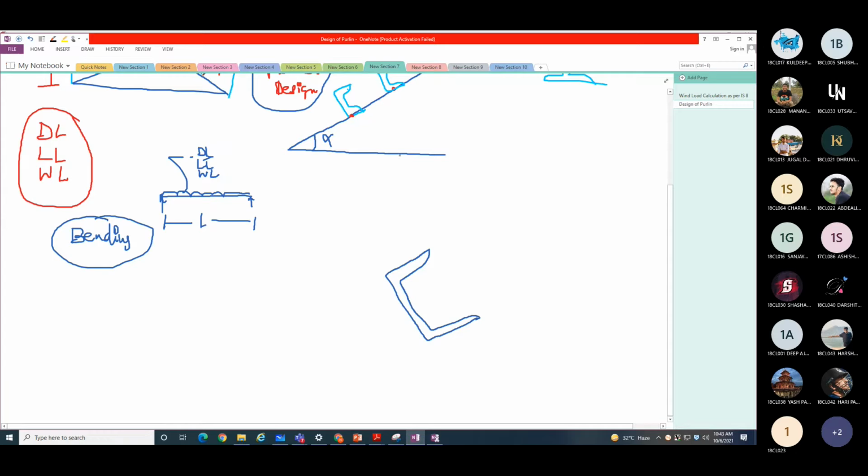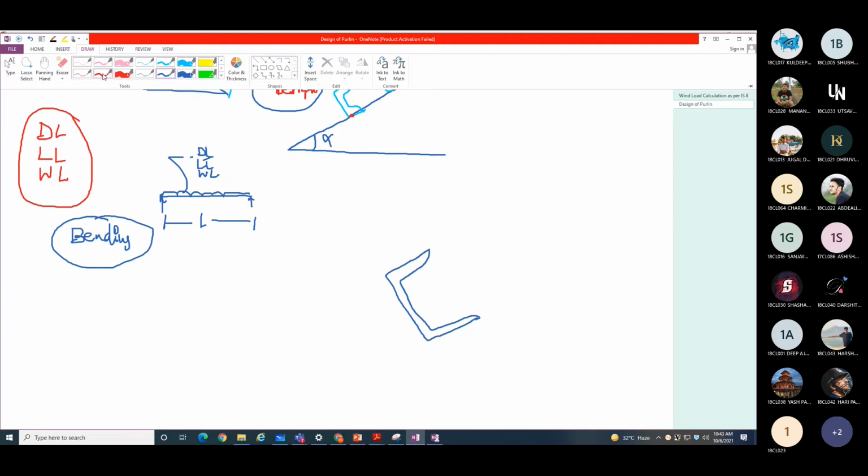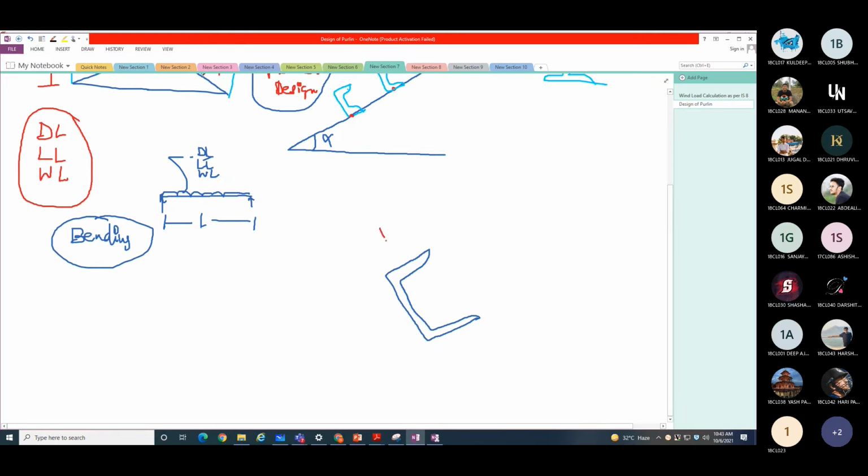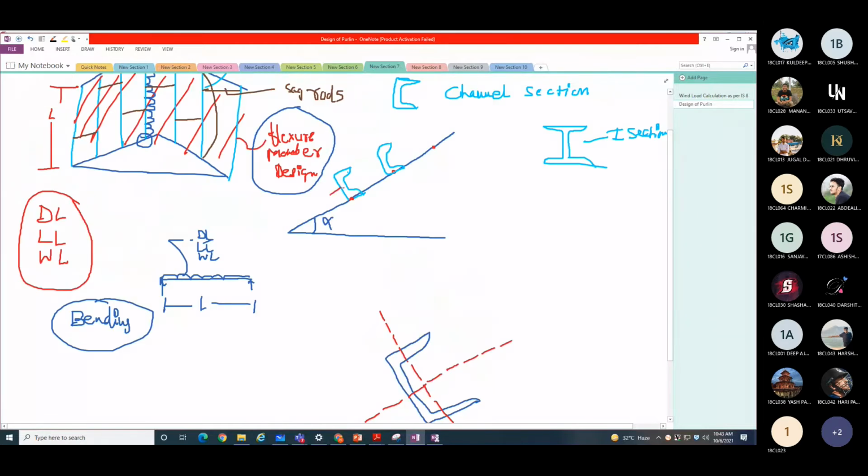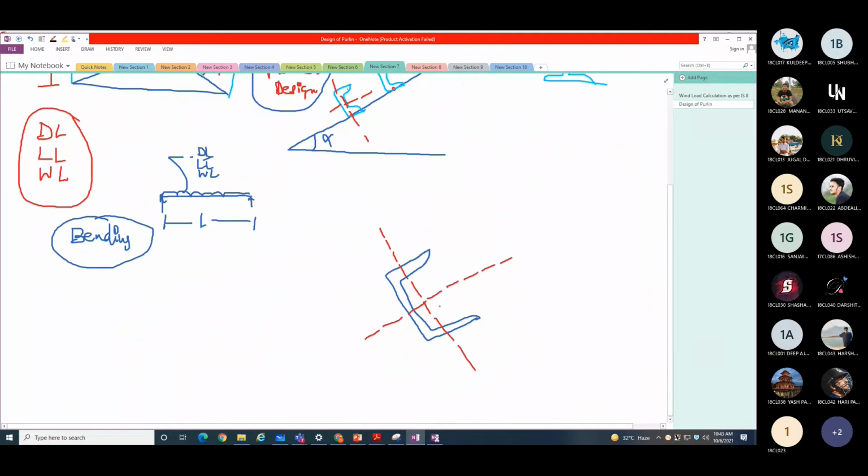So this is my purlin. Now the CG line of this purlin, the channel section, is over here and this is over here. I am drawing this view. So this is your ZZ axis, this is your YY axis. You can say ZZ or XX also. In the steel table it is given as ZZ, that's why I have written ZZ.